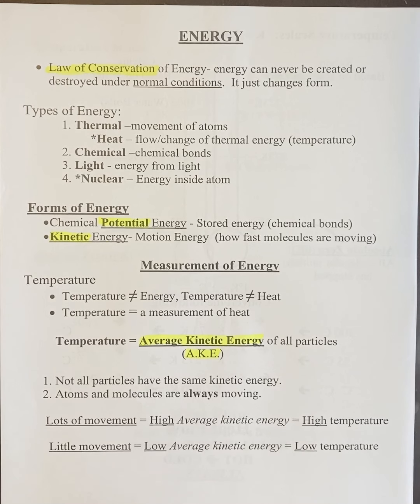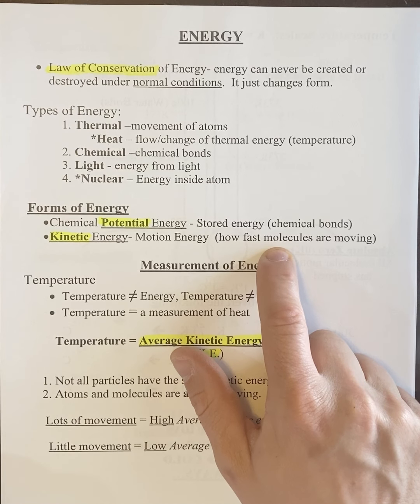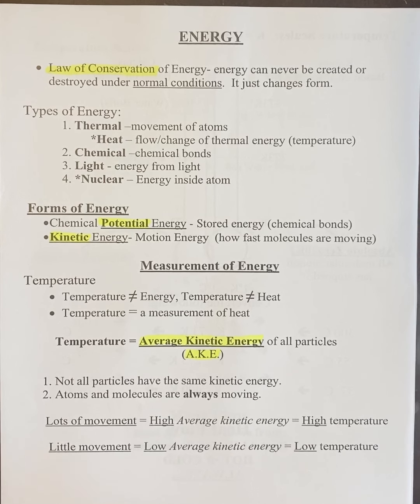So there are two forms of energy that we worry about. We worry about potential energy, that's energy stored in chemical bonds, and we think about kinetic energy, that's motion energy, or how fast the molecules are moving, which is, again, our thermal energy. All right, so those are our two forms. Basically, kinetic and potential, the only things that you've heard of forever.